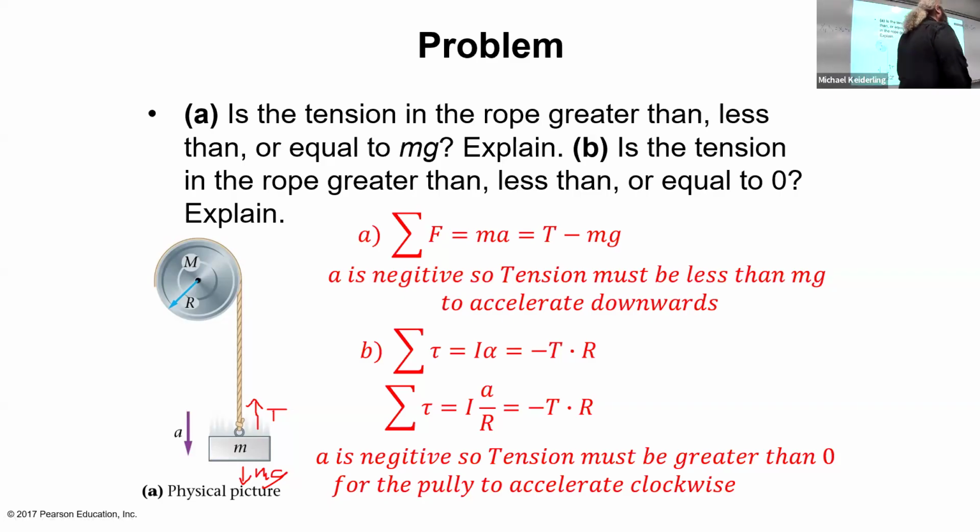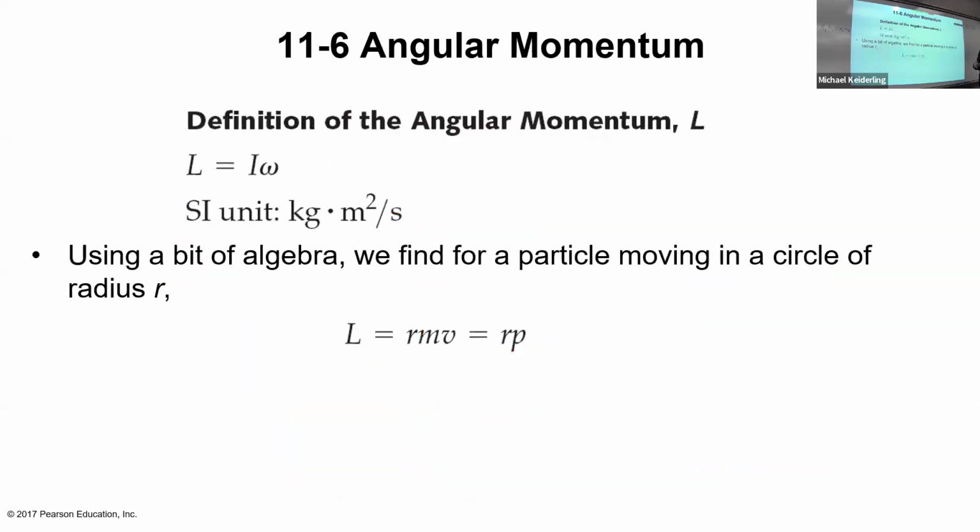The general idea is that you have to take into account the moment of inertia and the acceleration of something like the pulley. So now we have angular momentum. Angular momentum, L, is defined as I omega. And using a bit of algebra, we find that for a particle moving in a circle of radius r, L ends up equaling r mv, or radius times momentum.